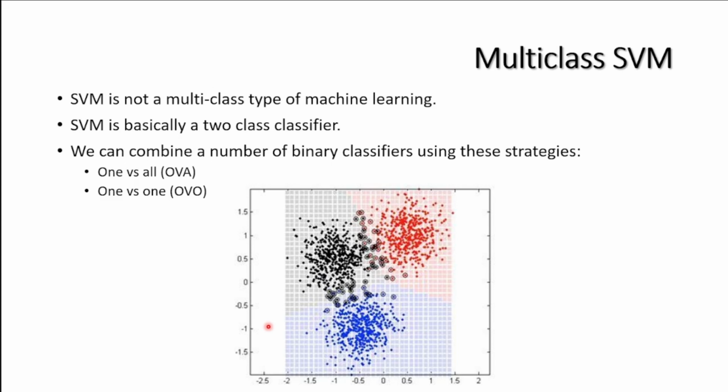Next, to discuss multi-class support vector machine. SVM is not inherently a multi-class type of machine learning, but is more directly a 2-class classifier. However, to do multiple class machine learning, the SVM can combine a number of binary classifiers using some strategies. One is 1 versus all, and the other one is 1 versus 1. Here we have black and red, but we have another one, blue. So now we have a 3-class scenario. How does the SVM deal with multi-class SVM?